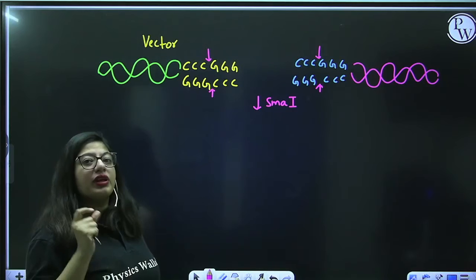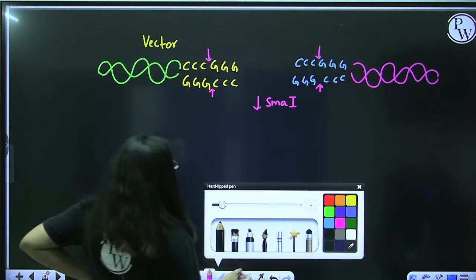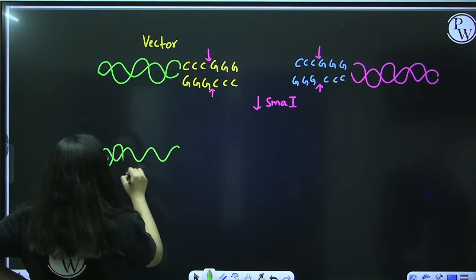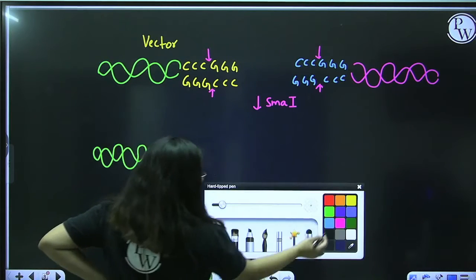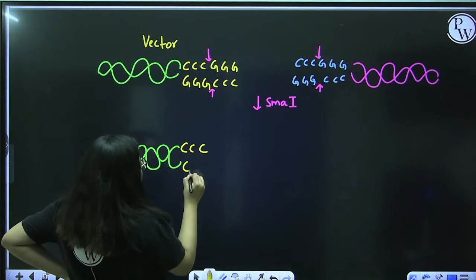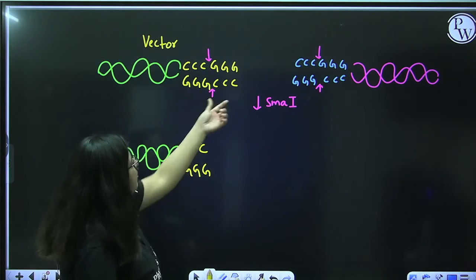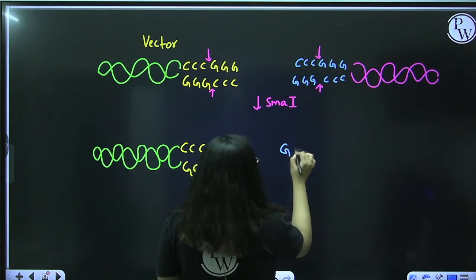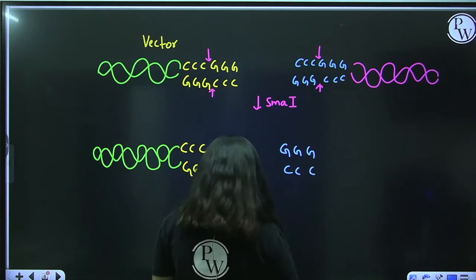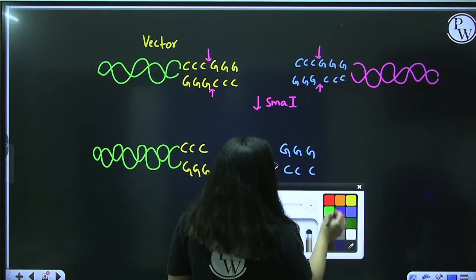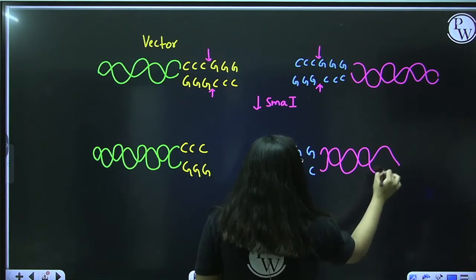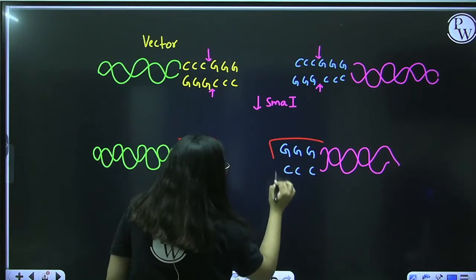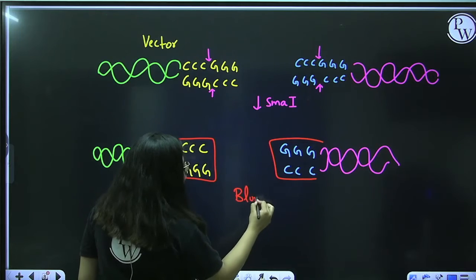When SMA1 cuts them in the middle, what will happen? What type of ends will be formed? These ends will look something like this, and this piece goes away. Similarly here, what will be formed? G, G, G, C, C, C, like that. So these ends you can see are blunt. If you see the design, it's blunt like this. So you call these ends blunt or flush ends.